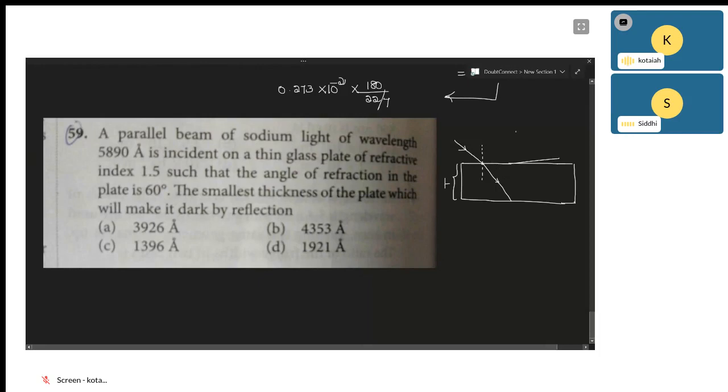Suppose you try to see your image in the water, and some light is reflected, you can see your image, which means light is reflecting and reaching your eye. That's why you are able to see your image, right? And you can see the bottom of the water also, right? So that means some light ray is traveling through the water. So some amount of light will be reflected, some amount of light will be refracted.